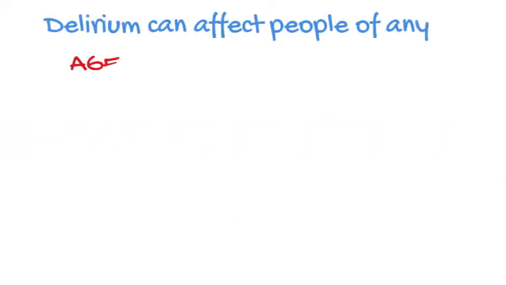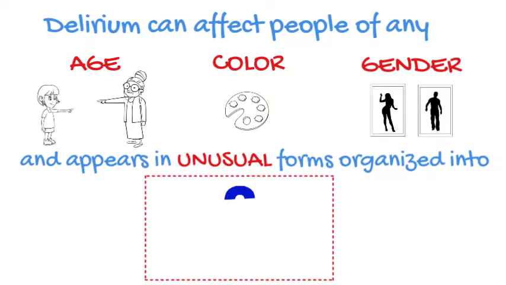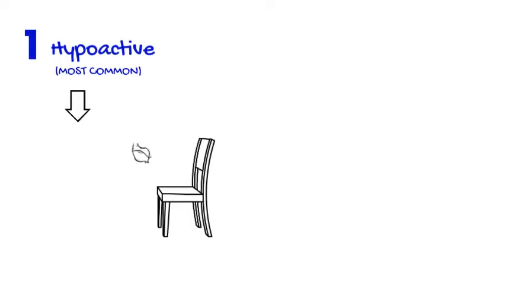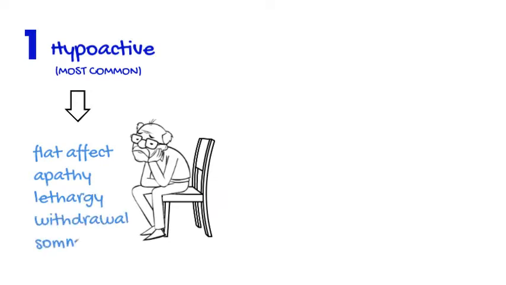This is because delirium can affect people of any age, color, and gender, and it appears in unusual forms organized into 3 subtypes. The first subtype we're going to discuss is hypoactive delirium, and this subtype is associated with symptoms of a flat affect, apathy, lethargy, withdrawal, somnolence, and decreased responsiveness. Hypoactive delirium is the most common and is also associated with a poor prognosis, as it is potentially less frequently recognized or it is dismissed by healthcare providers.